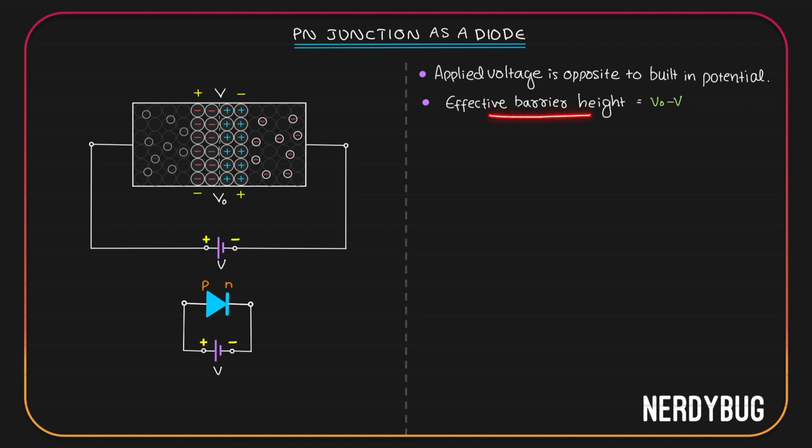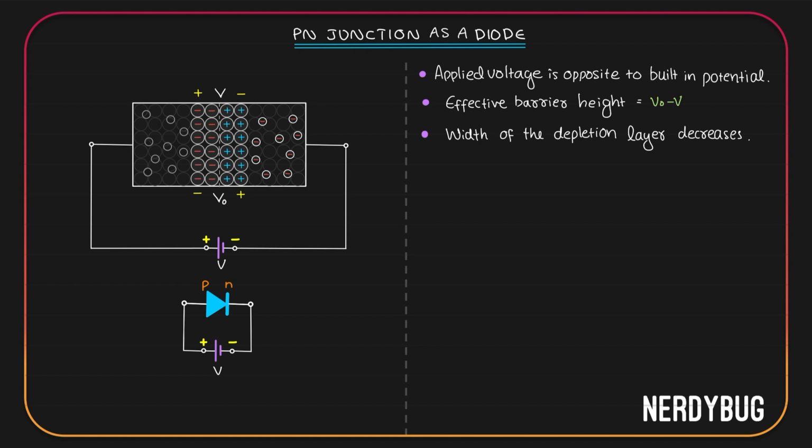So we can write the effective barrier height is now V naught minus V, which means the holes in the p side and the electrons in the n side now only have to jump a height of V naught minus V, not V naught. Since the effective potential drop across the depletion region decreases, the electric field that is stopping the holes and electrons from going to the other side also becomes weaker. So, more holes and electrons will be able to go from their side to the other side. Because of this reason, the width of the depletion region decreases and it makes it easier for the current to flow.